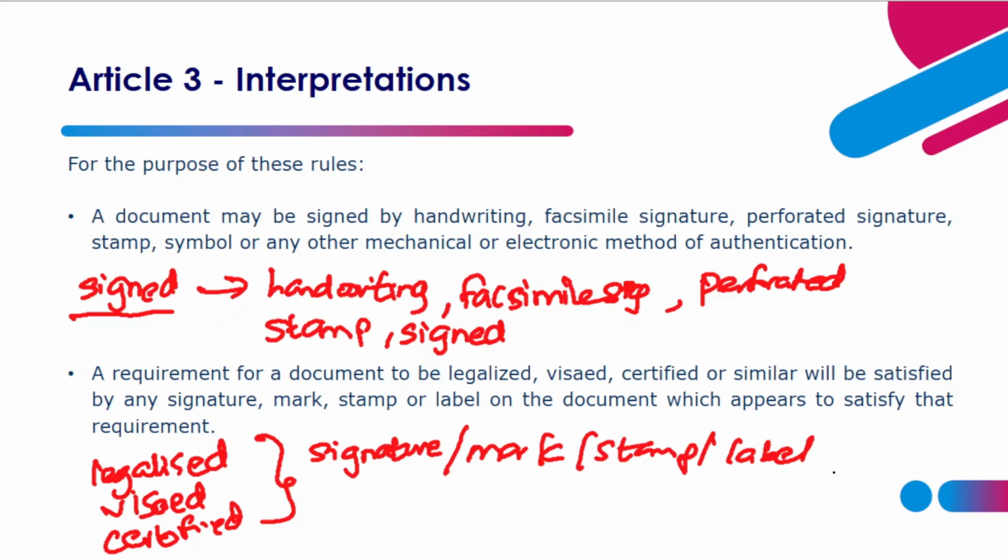When they ask for a document to be certified, legalized, or vised, signatures are allowed, a mark is allowed, stamp is allowed, and a label is allowed. Symbol is not included here. So note that symbols are not included here. And a difference between the third and the fourth one is in the fourth one they even accommodate marks and labels. So note that point as well.